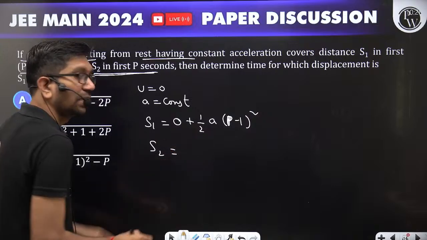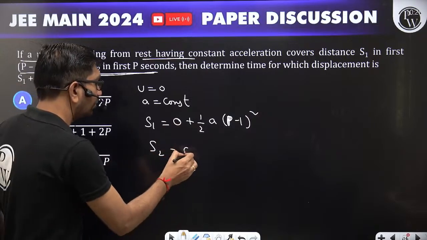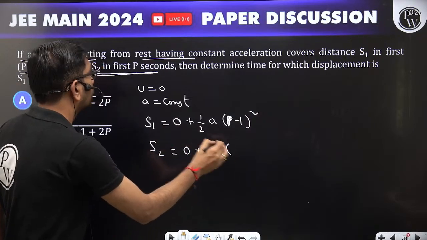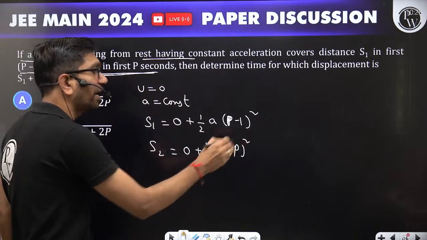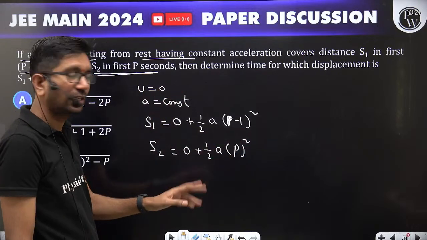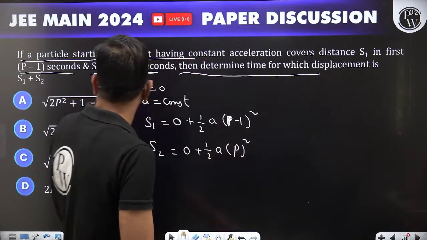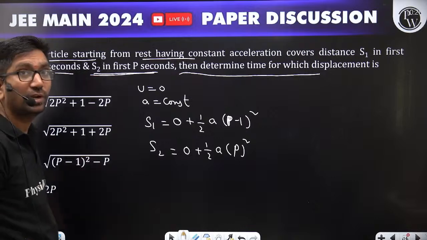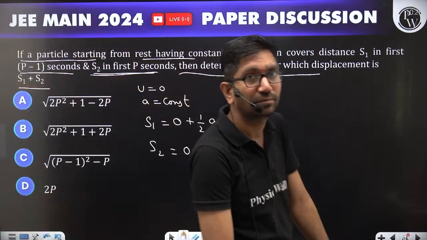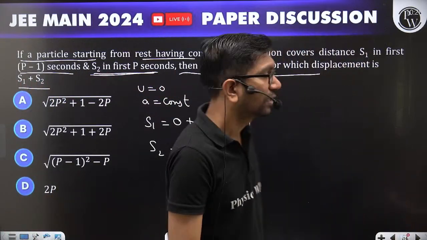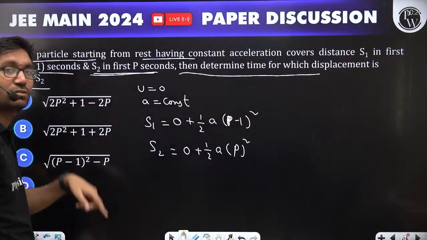Displacement s2 in p seconds, using the displacement-time equation s = ut + half a t squared, gives half a p squared. Is it clear? Now what he is asking is to determine the time for which the displacement is s1 plus s2. You have to find out the time when the displacement is s1 plus s2.